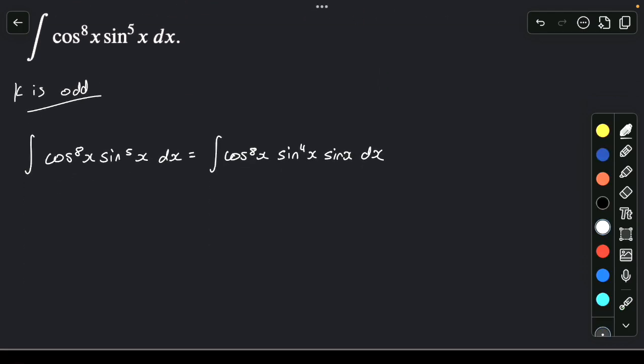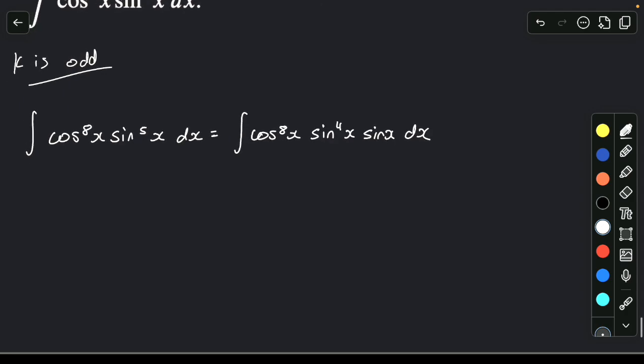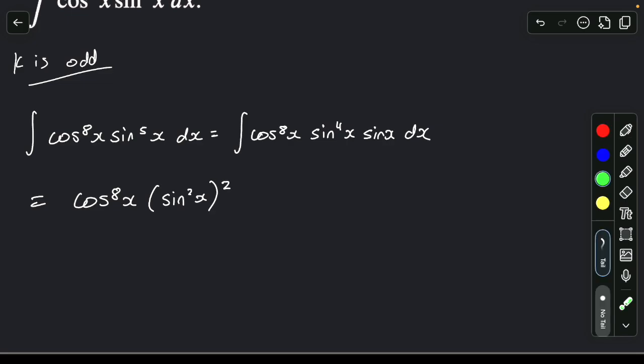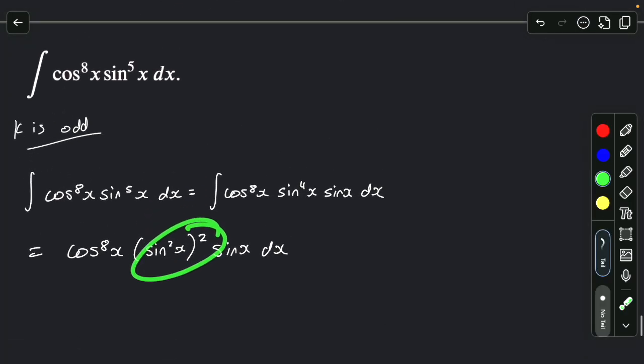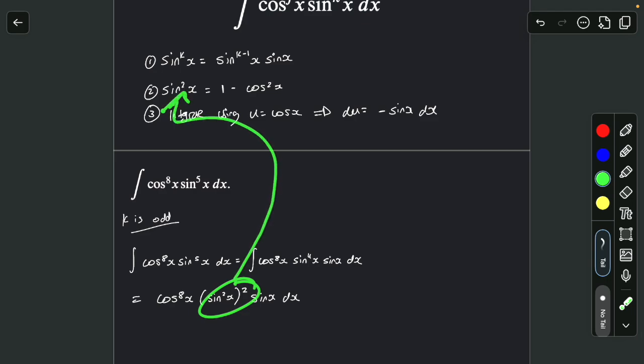Moving on, we're then going to say this is going to equal cos^8 x, then we're going to have (sin^2 x) squared, because obviously that's what sin^4 x is. We'll times that by sin x dx. And why have we done that? We've done that because remember we're setting it up for this.